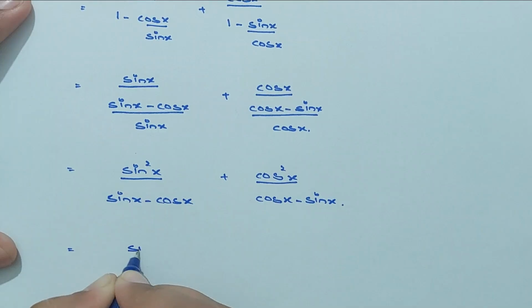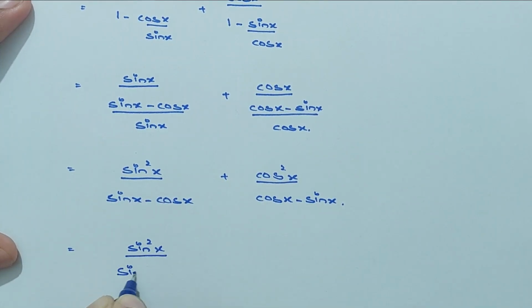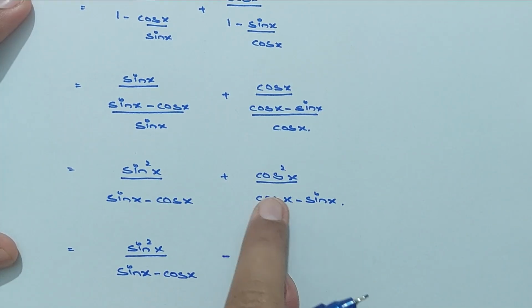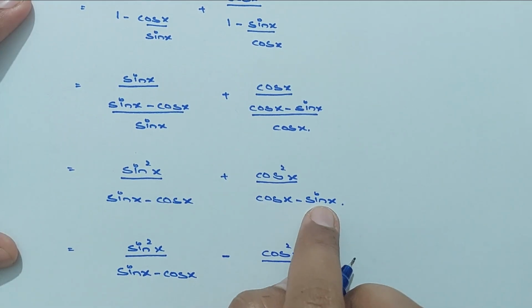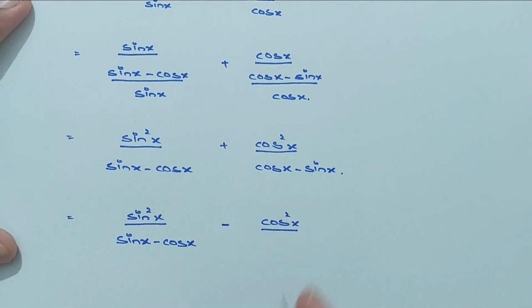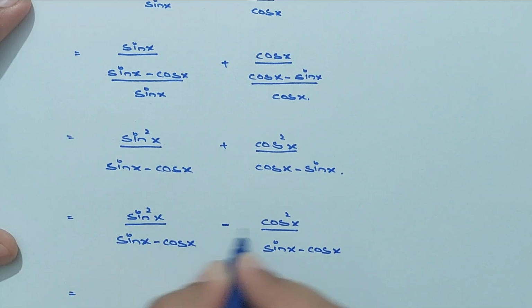We have sine square x over sin x minus cos x, taking negative sign common from the denominator. We have cos square x. When taking the negative sign, this is positive and this term should be negative. So we have sin x and minus cos x. The denominators are same. Now we have difference of square formula.